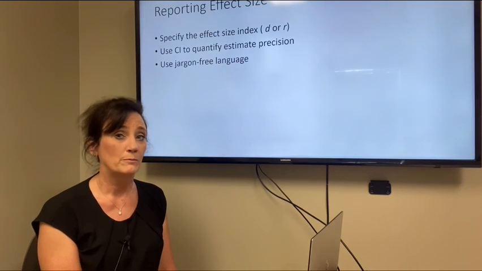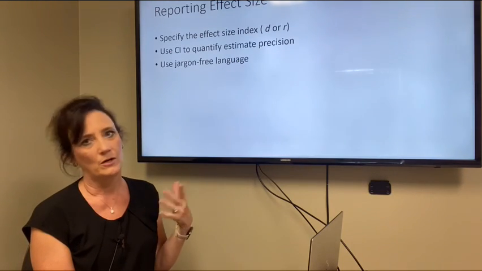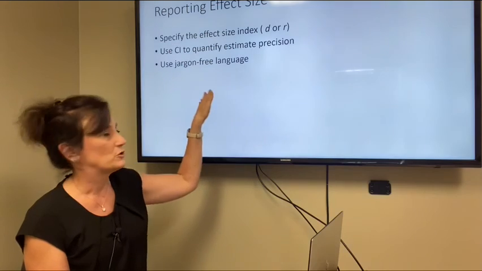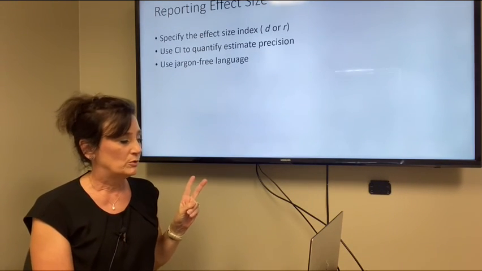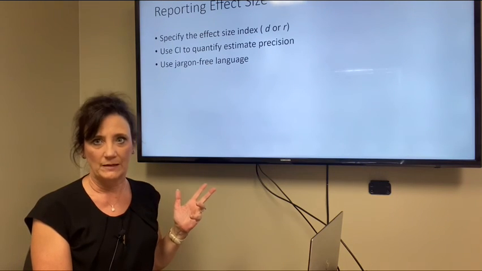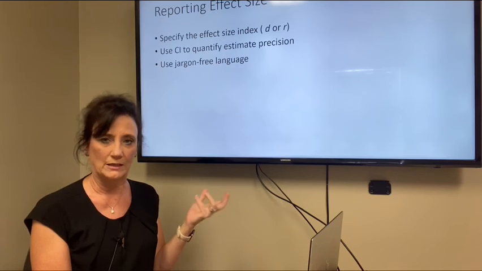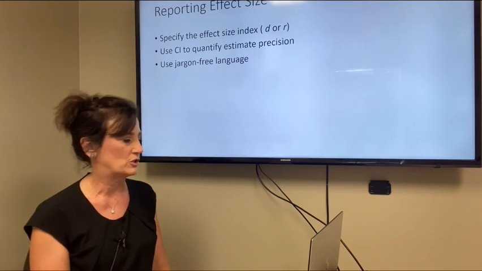So when you go to report your effect size, make sure that you do 3 things. One, you always want to explain effect size as simply as possible. That's your jargon-free language, right? Number 2, you want to tell what family of effect size it is. Is it D or is it R? Are you looking at an effect size for a difference or an effect size for a relationship?